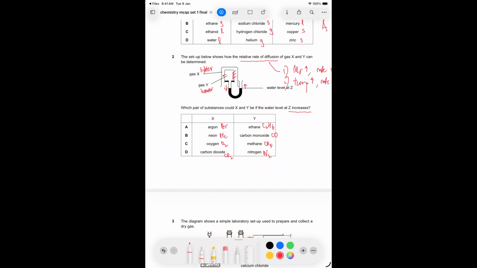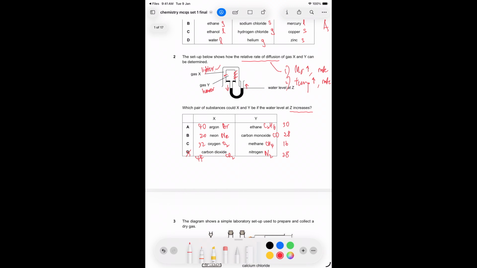So if you look at the periodic table, take note, you have to use the number at the bottom of the chemical symbol. So argon will be 40. Neon will be 20. Oxygen is 16 times 2 is 32. Then this 44. This one is 24 plus 6 is 30. Then this 28, 16, and 14 times 2 is 28. So take note, you are looking for X, which is the lighter one. So X must be lighter. 44 compared to 28, this is too heavy, cannot. So the only one that makes sense is B. 20 is lighter than 28, so the answer is B.